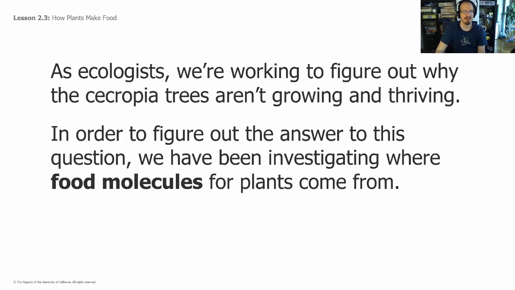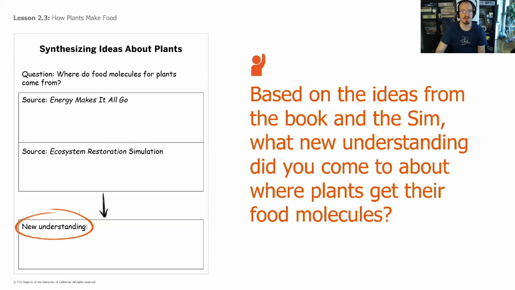If you look back at yesterday's assignment, based on the ideas from the book and the sim, what new understanding did we come to yesterday about where plants get their food molecules? Your new understanding should have been something like: plants make their own food molecules by using water molecules, carbon dioxide molecules, and the energy from sunlight.